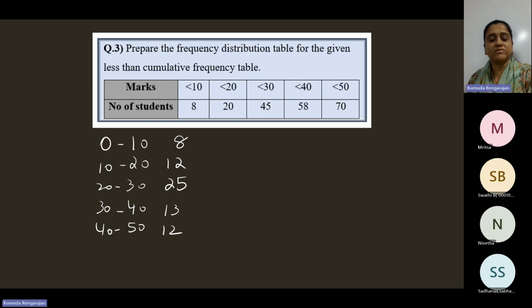Okay. So I said this question can be given and you may be asked to find mean, median or mode. The only thing is you should know how to convert this table to a frequency table. Now you learned it. That's all.